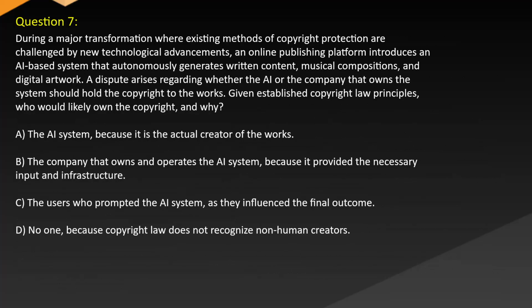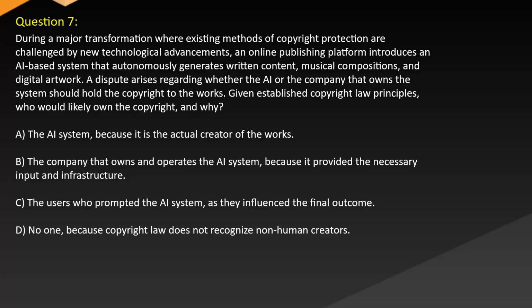During a major transformation where existing methods of copyright protection are challenged by new technological advancements, an online publishing platform introduces an AI-based system that autonomously generates written content, musical compositions, and digital artwork. A dispute arises regarding whether the AI or the company that owns the system should hold the copyright to the works. Given established copyright principles, who would likely own the copyright, and why?